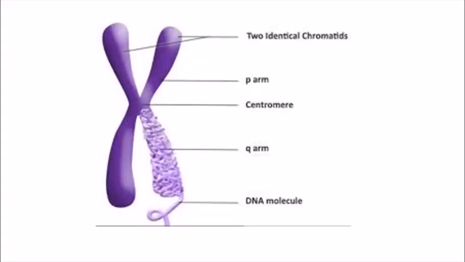Now here is the structure of a chromosome. In a chromosome we have two identical chromatids. P arm is present, Q arm is present, and the P and Q arm are attached together at a point that is called the centromere. And also in the chromosome we have DNA. During cell division, these chromosomes play a very important role, as accordingly if the chromosomes are being separated or not, whether it is 2n or 4n, that particular type of cell is formed.